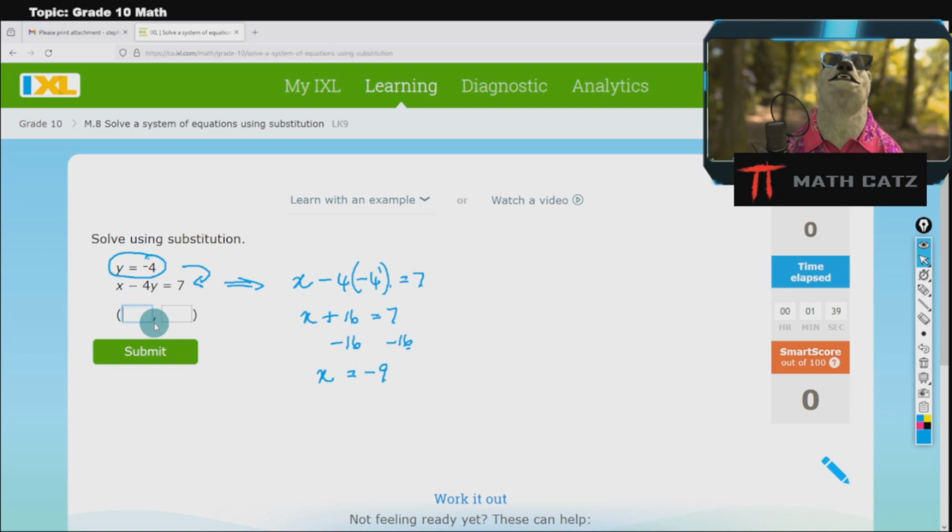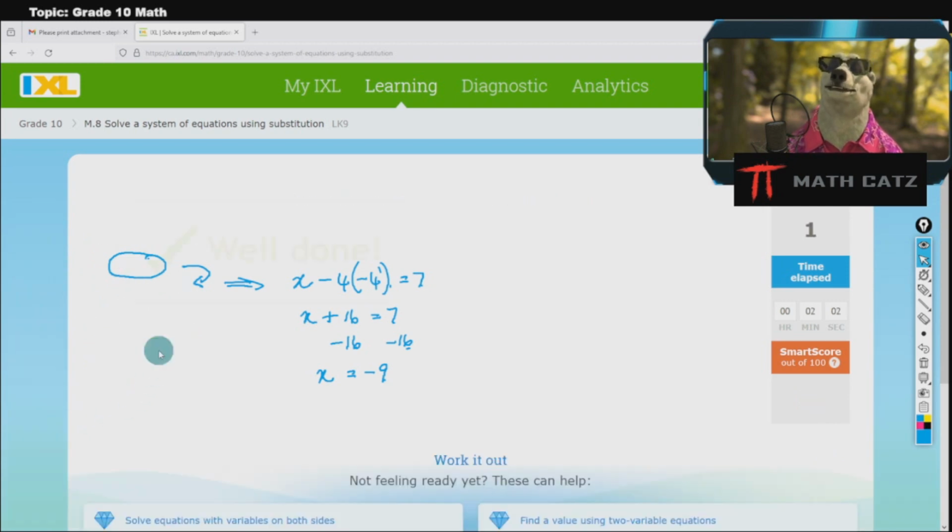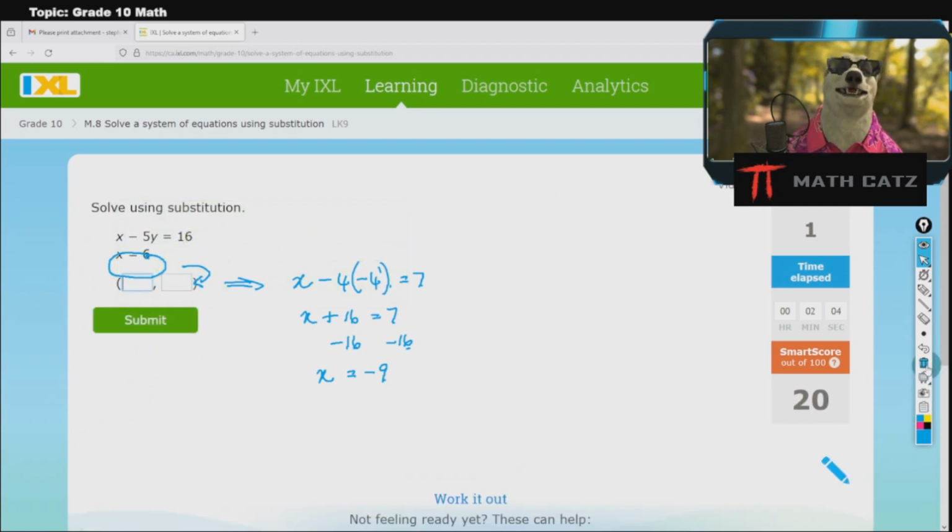X is first, remember, -9 and -4 for y. Now, the basics of equations, we won't explain simplifying equations that much. It's more having to solve two equations simultaneously. Let's submit that. Well done indeed.